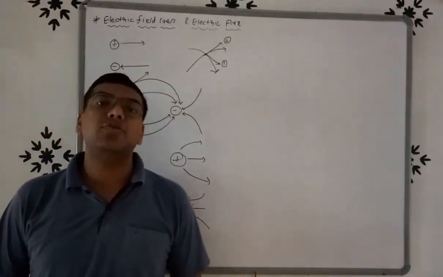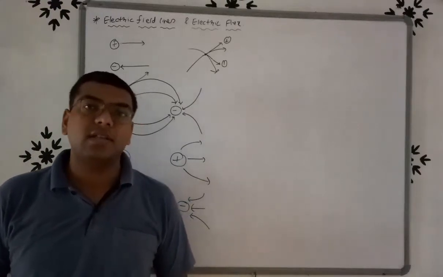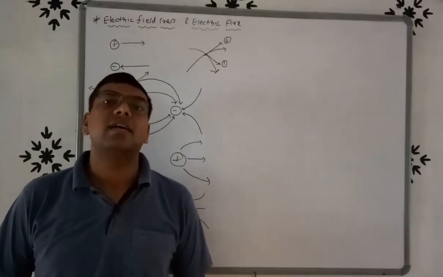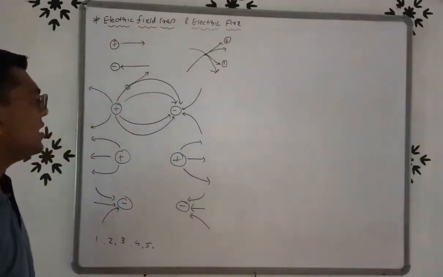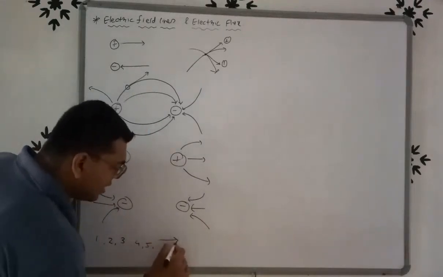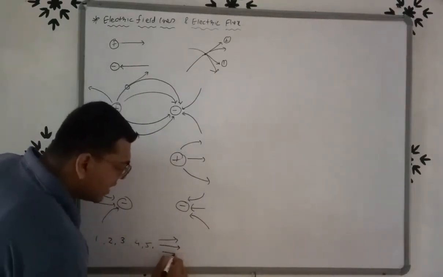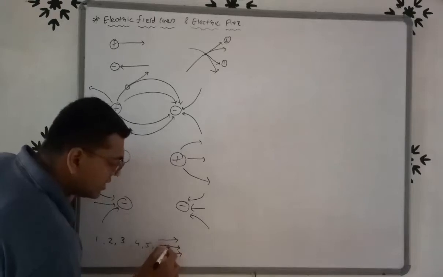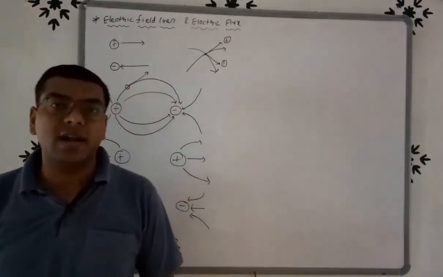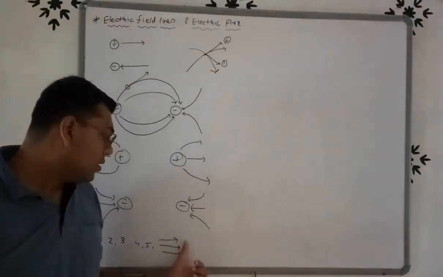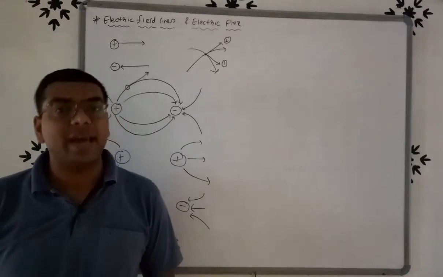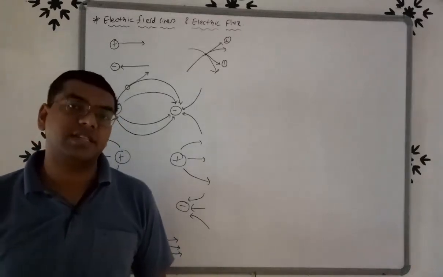In a uniform electric field, the electric field lines are parallel and equidistant. Like this, if there is a uniform electric field, then what happens? The electric field lines are parallel like this and the distances are the same. So in a uniform electric field, the electric field lines are parallel and equidistant.